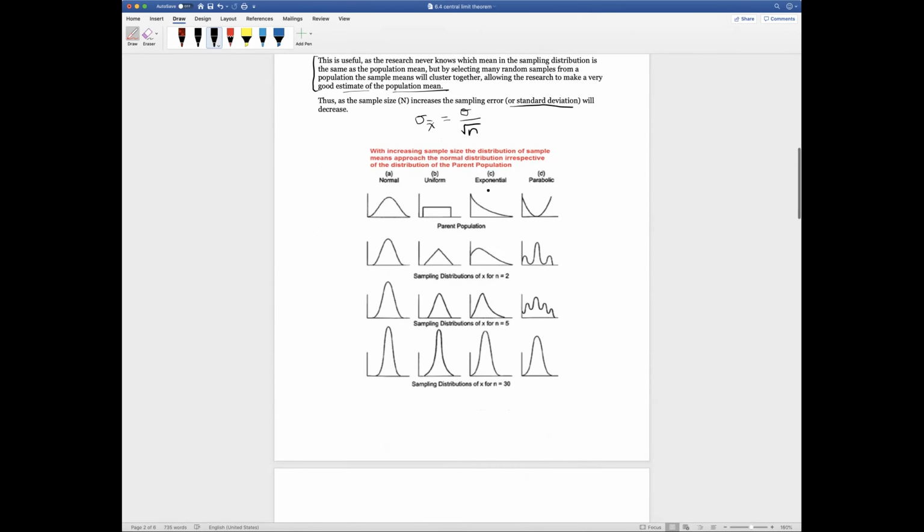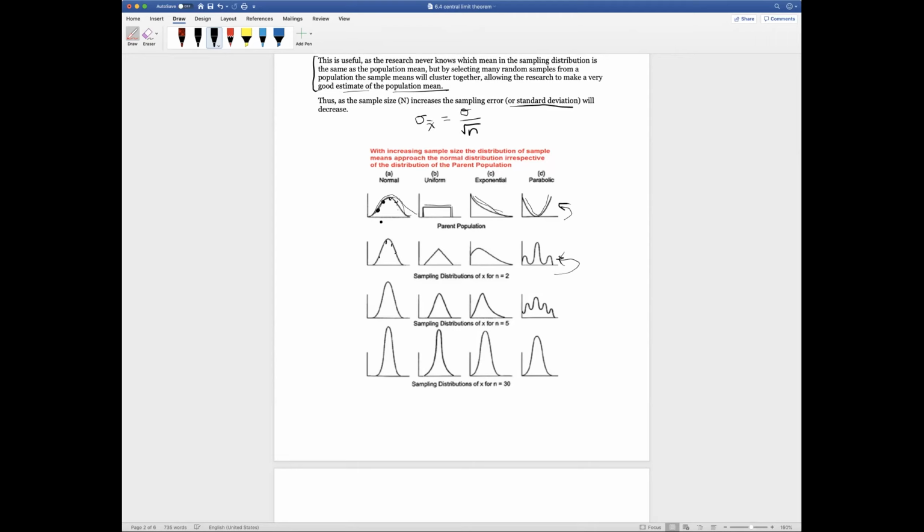So let's take a look at a few different examples of some shapes that we started with in the parent population. So you guys know this as normal. Here's a normal curve. Here's a uniform distribution. Here's an exponential distribution. And here's a parabolic distribution. So if you take a look, this is our parent population in this first row over here. And in the second row, this is the sampling distribution of x for n equals 2. So what that means is they took a sample of size 2 and then plotted the mean. Took another sample of size 2 and then plotted the mean. Took another sample of size 2 and then plotted the mean.